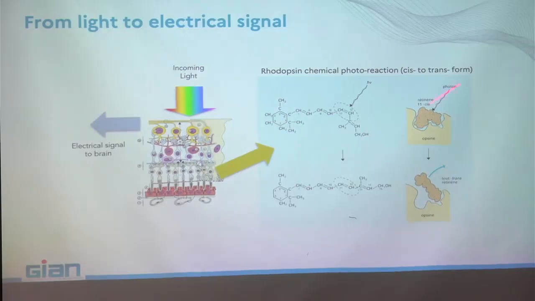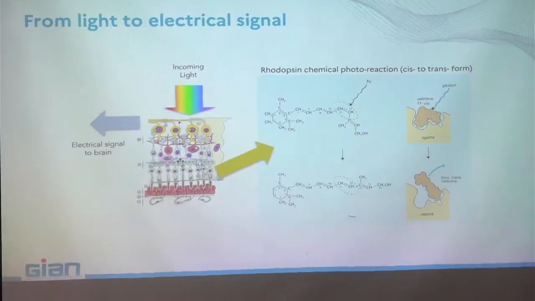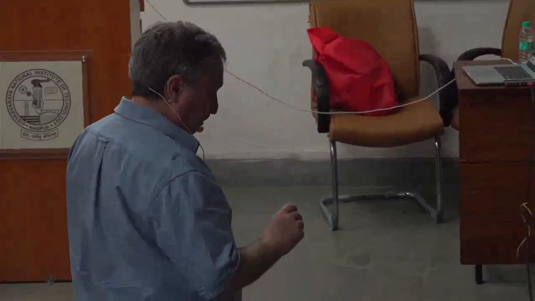For the rods, we pass from here to here in situ. That means the molecule stays in this place. For the cones, the molecule will go out and will go to another kind of cells further in the retina. It will be repaired and will come back to take its initial place, and this may take more time.